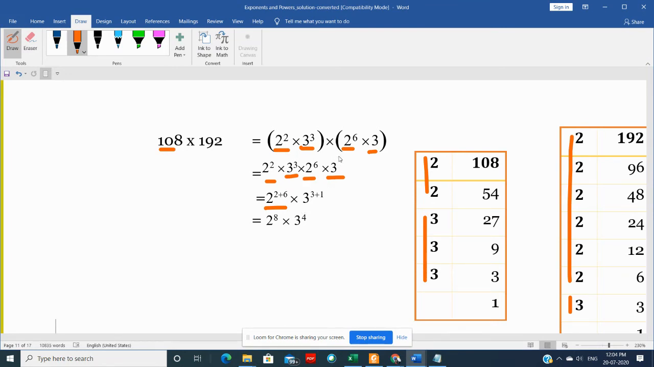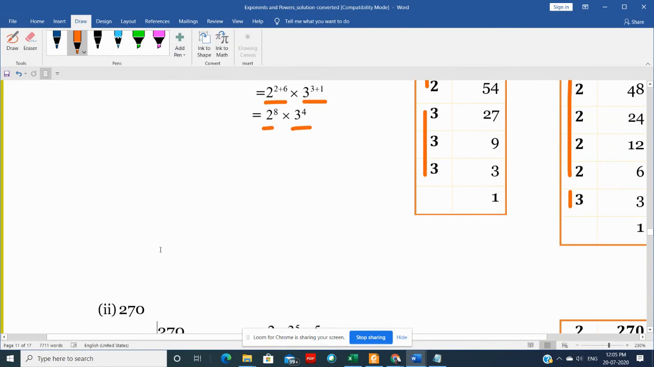Don't get confused here, because if there is nothing, it has to be 1, so you will have to add 1. So 3 plus 1, 4. Alright, so 2 raised to 8 and 3 raised to 4. You do not have to solve them because they have asked you to show it in the product of the prime factorization. Alright, so this is how you can solve it. Alright. Let's see the next sum of the same question, which is one single number.